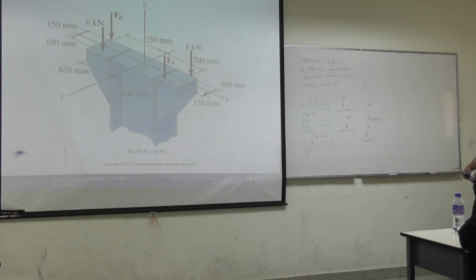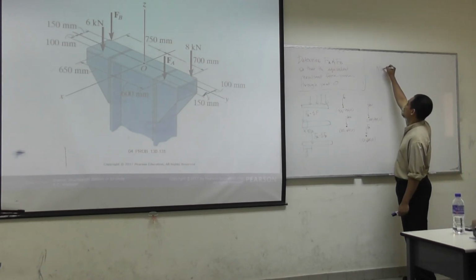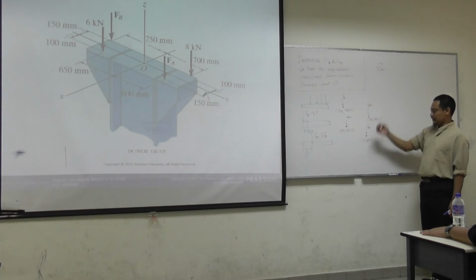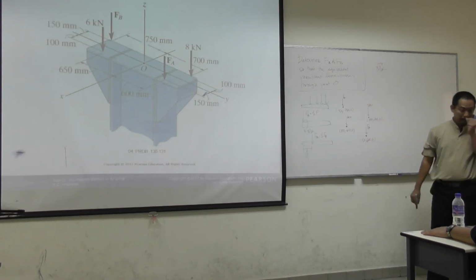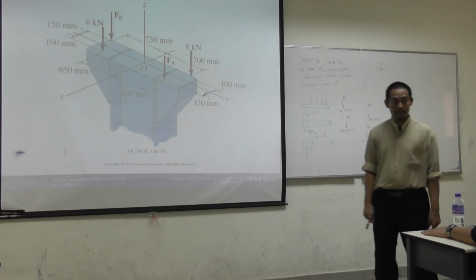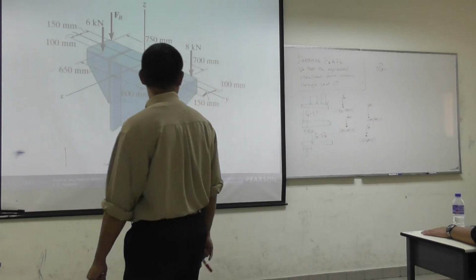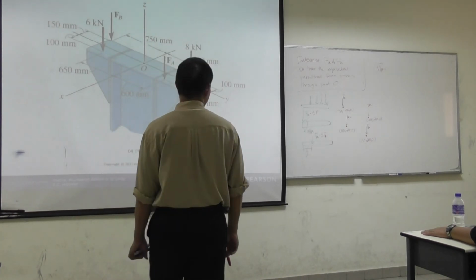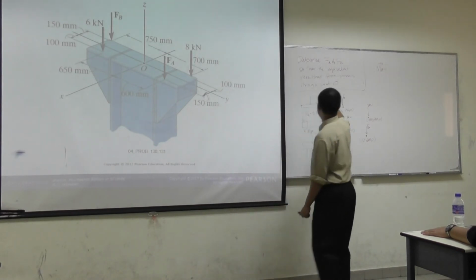Now, based on all this information, you can calculate MR, right? Of course, in terms of FA and FB. Anyone have any problem with that? If you just do that step, MR equals what? Now, do you understand the implication of this?